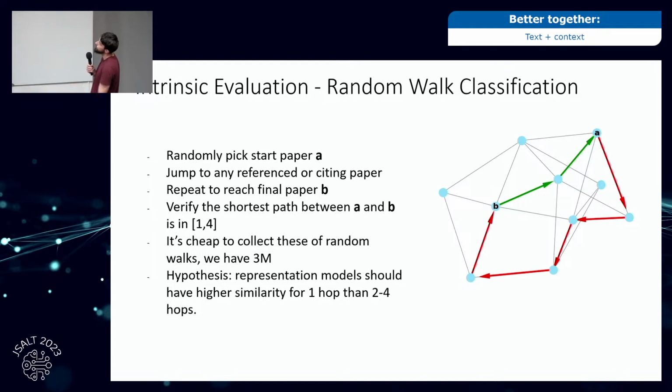And we're going to have a hypothesis that our models, whether they're text or their context, should be able to discriminate between cases where the papers are 1 hop apart and when they're 2 to 4 hops apart. And the idea is that by looking at this, we can compare models and we can also compare extrapolation. How well can we forecast out from a cumulative training time into the future?